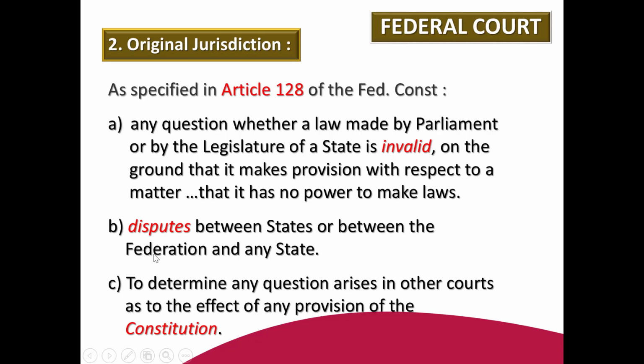The second matter which is under the original jurisdiction of the federal court is the disputes, pertelingkahan ataupun ketidaksefahaman, between the states or between the federation and any state. Maknanya antara negeri dengan negeri atau antara kerajaan persekutuan dengan kerajaan negeri. So if there is any dispute on certain matters, maybe in terms of the administration, in this situation the dispute would be brought to the federal court. No other court can solve or can try this kind of cases because this is the original jurisdiction of the federal court as is provided by Article 128 of the Federal Constitution.